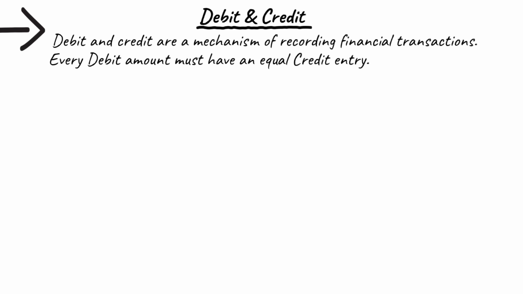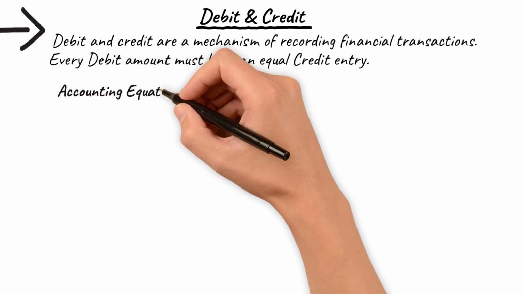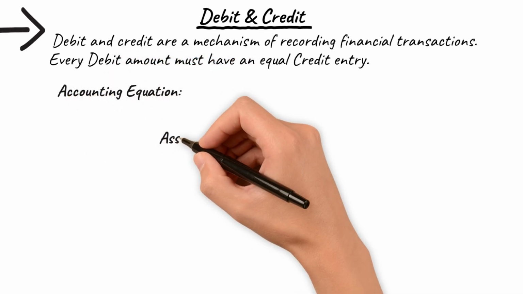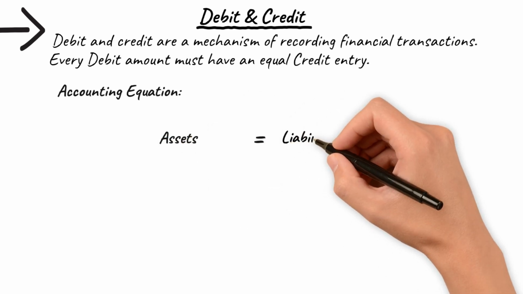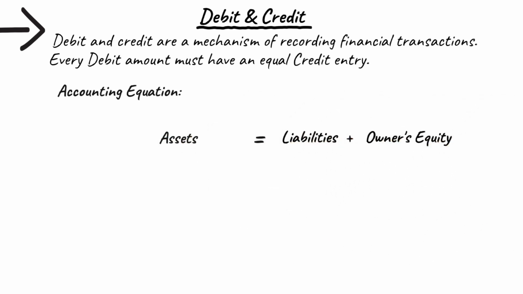When we play any game, there are some rules everyone must follow, and the same is true for debit and credit in accounting. To remember the rules of debit and credit, we need to look at the accounting equation. The accounting equation is assets are always equal to liabilities plus owner's equity. The rule to keep in mind is this.